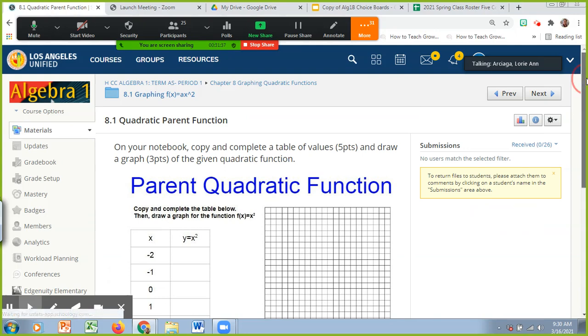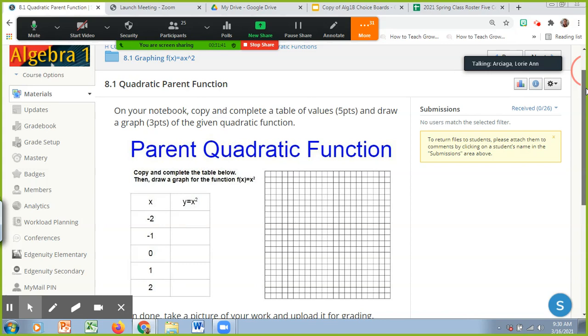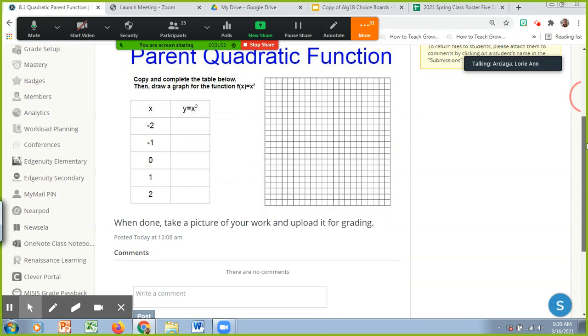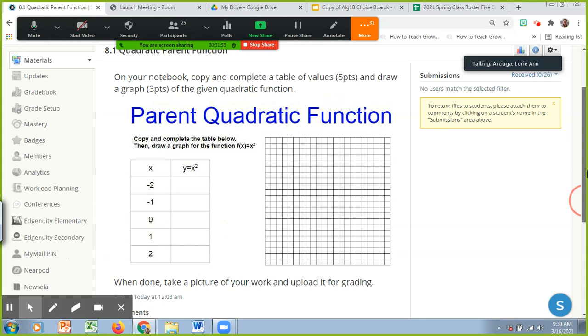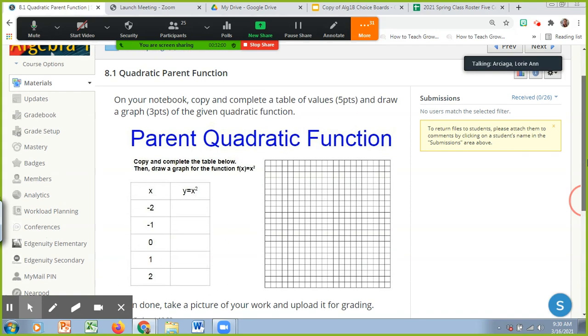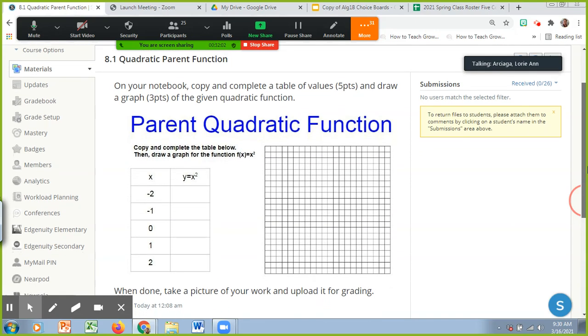Okay, so now we need your notebook, you guys. The very first thing we will do is to graph the parent quadratic function. So a grid paper will be very helpful. And as you can see here, it's going to ask you to take a picture of your work and upload it when you're done. Okay, so let me give you some time to do this.